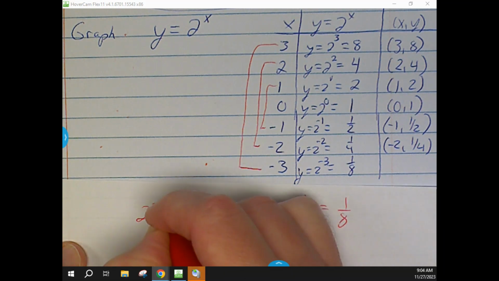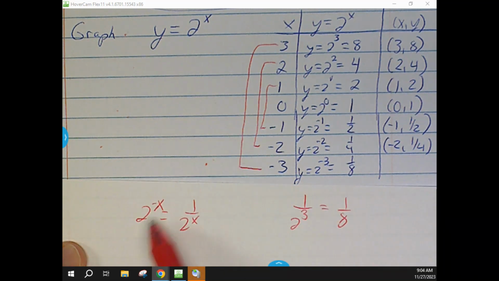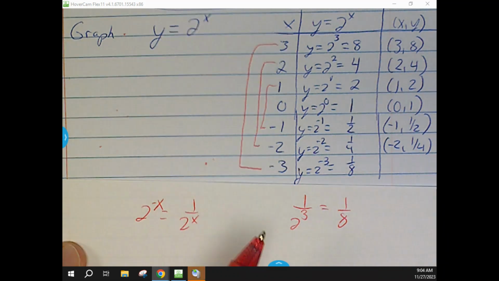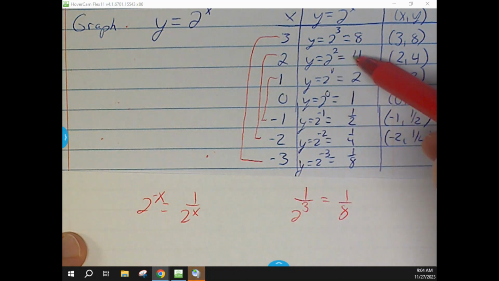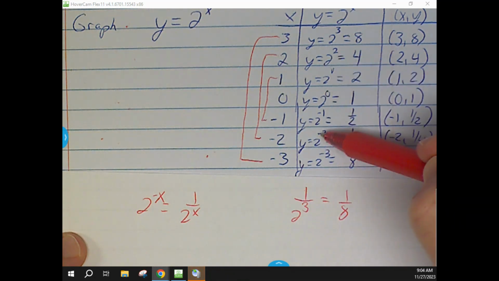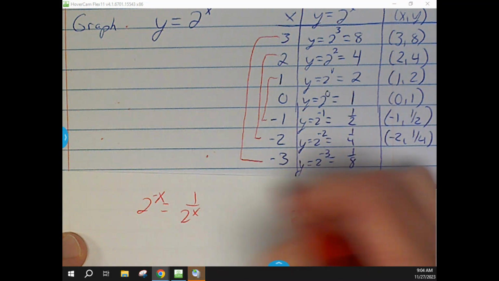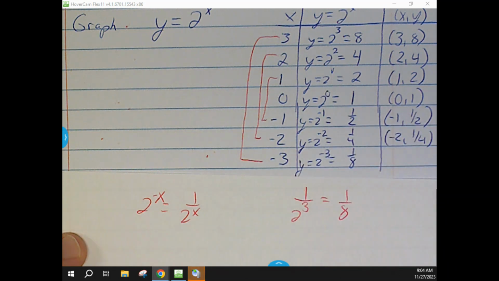So anytime you have something with a negative exponent, you can just take that negative exponent and rewrite it as 1 over whatever that expression is. So that's where we're getting these answers. If it was 2 squared, we know that's 4. If it's 2 to the negative 2, that's the same thing as 1 over 2 squared. So the negative just means you basically take the reciprocal of the answer that's there.